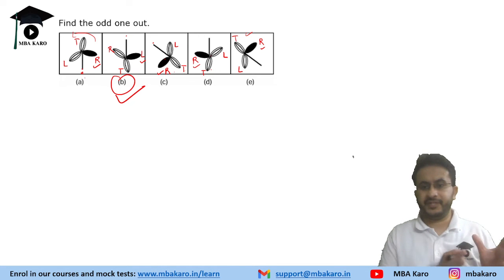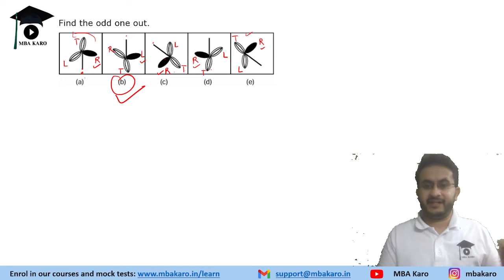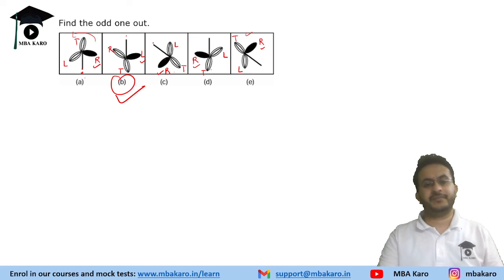If you cannot visualize rotation, just think like this: left and right. On the right side we have the black one, and in this we have it on the left hand side, so that is the odd one out of these images.